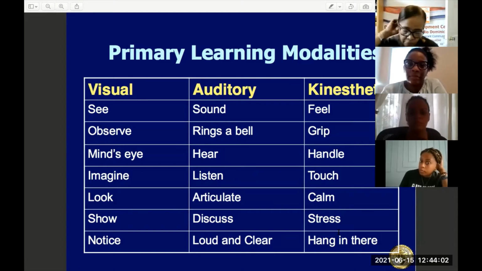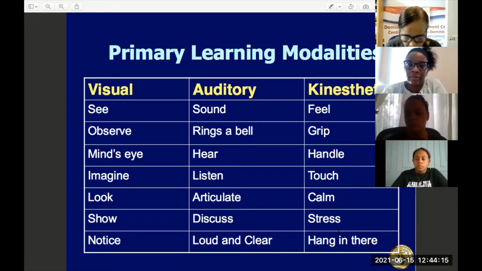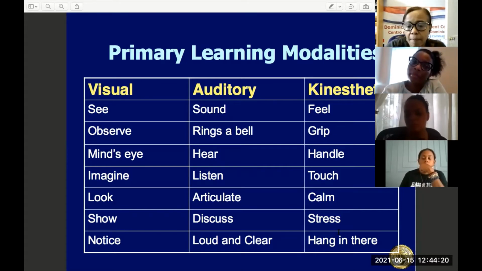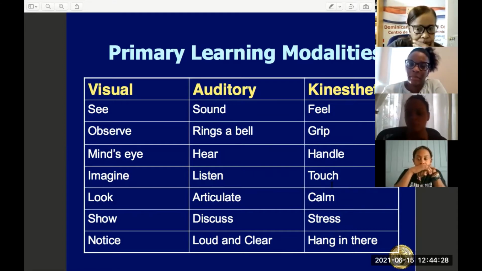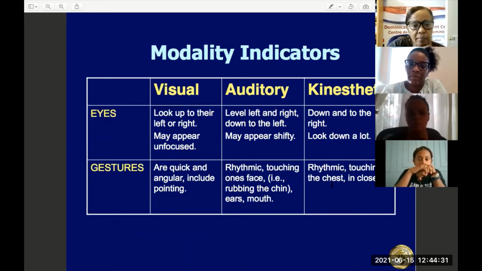So this is just one layer, right, of understanding this neurolinguistic piece. First it's seeing what is this person's primary learning modality, and one of the ways is by putting close attention to the kind of words that the person uses to describe things. The next one is you can actually see what is the person's primary learning modality by their eyes and their gestures.